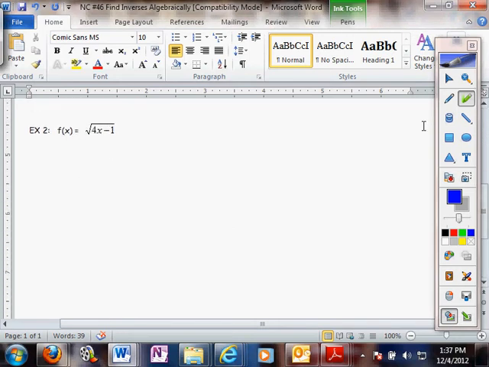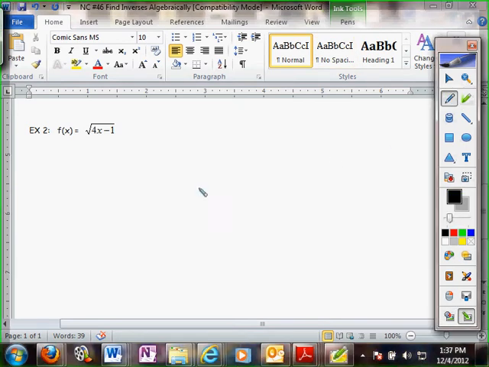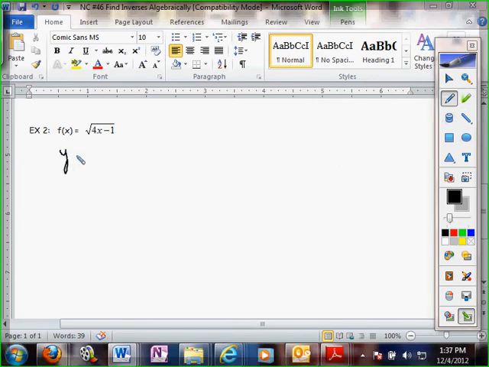Example 2. Just going to go through the same steps. Change f of x to y. So I have y equals square root of 4x minus 1. Interchange x and y. So I have x equals square root of 4y minus 1. Now I want to solve for y.